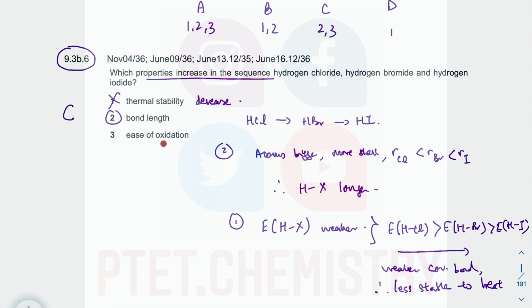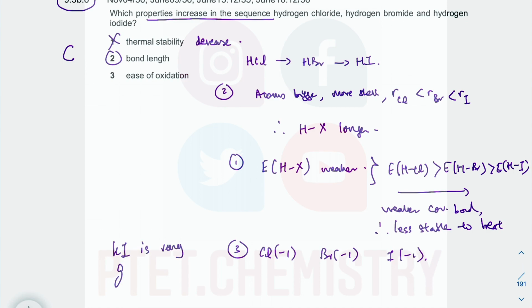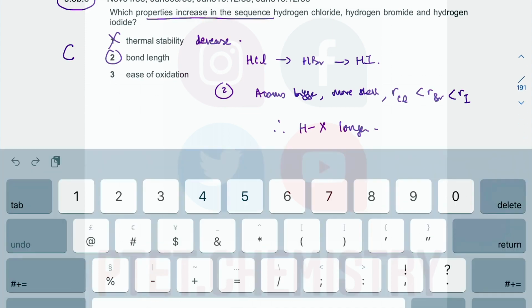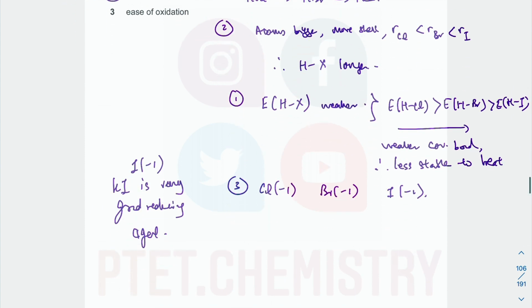Then when you think about ease of oxidation, how easy it is to oxidize, we go for number 3. These are HCl, HBr, and HI we're talking about, so we're talking about Cl⁻, Br⁻, and I⁻. I hope you know from GCSE, IGCSE, or O level, KI is a very good reducing agent. It's a fairly powerful reducing agent. We are not talking about the halogen molecule, we're talking about the halide, which is I⁻. So this is a very good reducing agent.